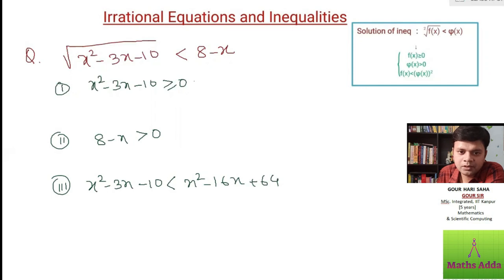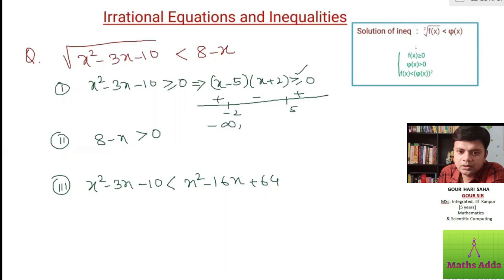Simplify each of them one by one. This is x minus 5 into x plus 2 greater than or equal to 0. Factorize. Then critical points minus 2 and 5, plus minus plus, looking for greater than. So it is minus infinity to minus 2, closed. Why? Because the equal to sign is there. Union 5 to infinity. From here it is x is less than 8, that is minus infinity to 8.